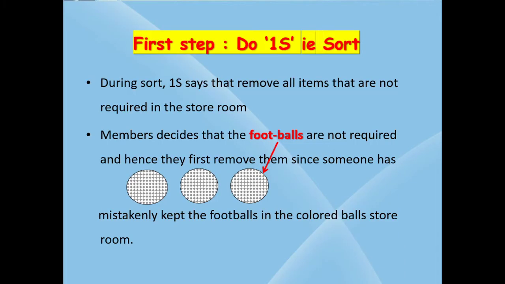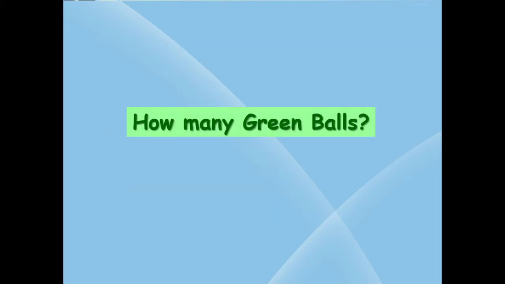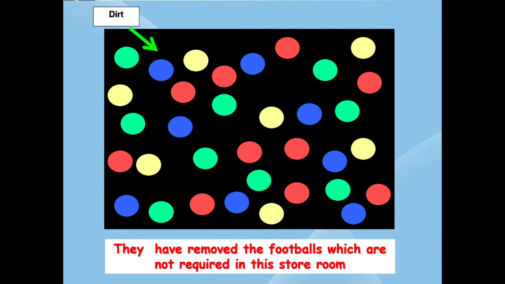As per 1S sort, it says first remove all unwanted things from the place. Here footballs are the unwanted things not required in the storeroom. Hence you remove the footballs first. Now let's see whether you are able to count the number of balls within 2 seconds. After removing the footballs, you are still not able to assess the number of green balls in the storeroom within 2 seconds, since they are still found mixed with other colored balls.